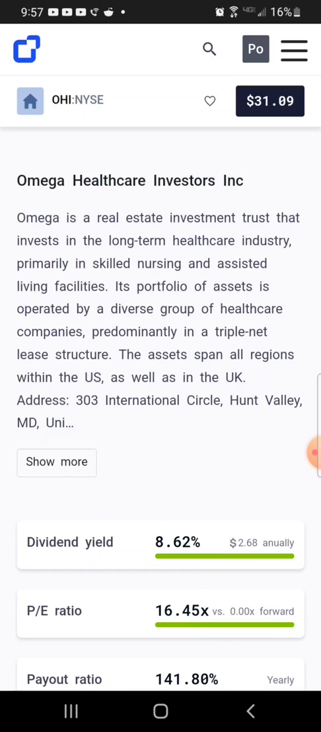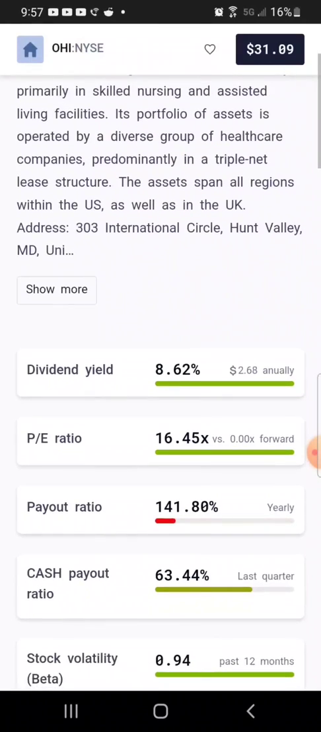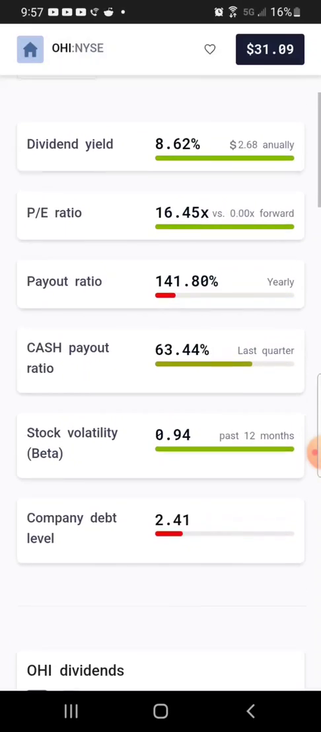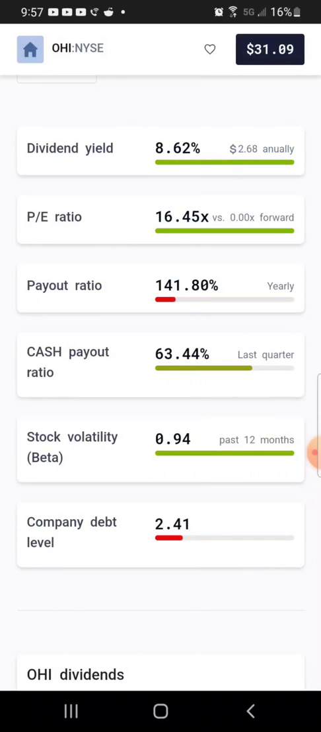Yeah, it is. All right, so what I like about Omega Healthcare is it's a REIT, but it's special. Omega is a real estate investment trust that invests in long-term healthcare industry, primarily in skilled nursing and assisted living facilities. All right. Its portfolio of assets is operated by a diverse group of healthcare companies. So that is the key to Omega Healthcare. It's in the healthcare field and is a REIT. Man, you're talking about safe. That's a safe place for you to be.